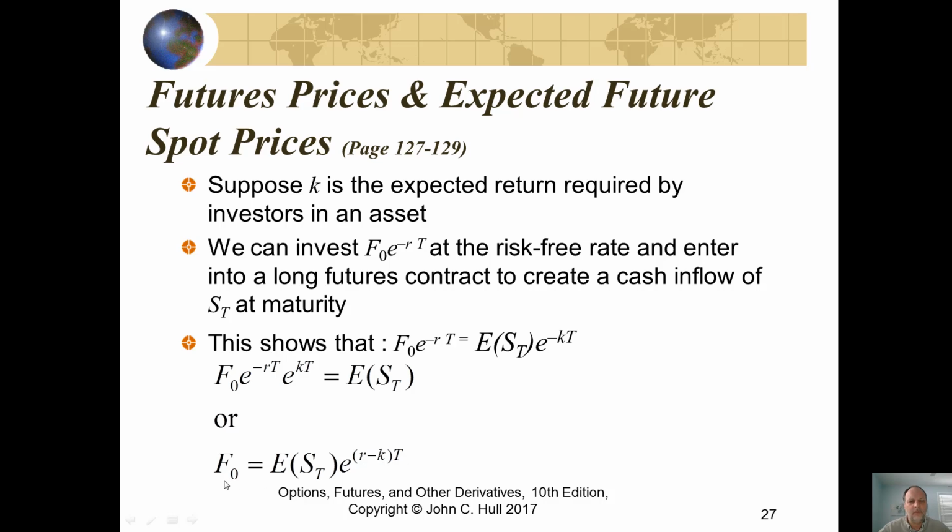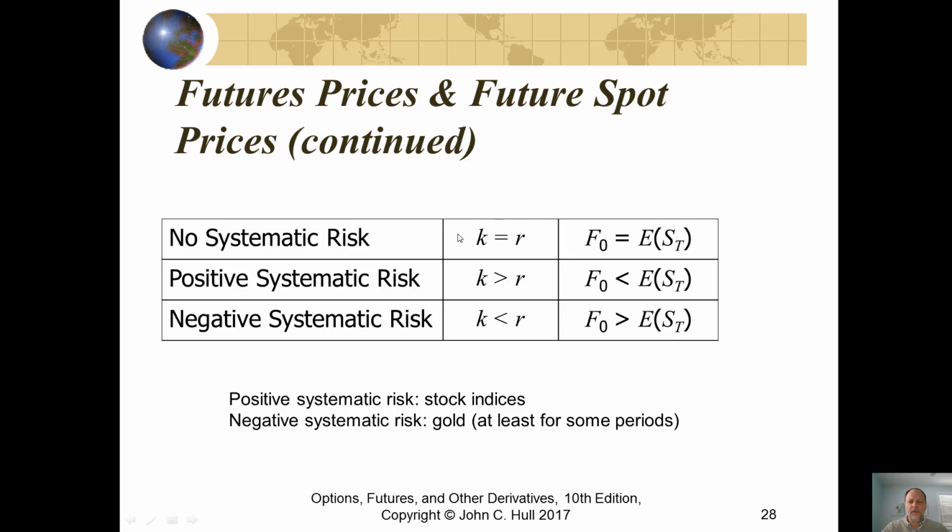So whether or not the future price is a good predictor of the expected future spot price depends on whether K is greater than or less than R. If K equals R, and there's no systematic risk, i.e. beta is 0, like a bank account style investment, then F naught equals the expected S of T. On the other hand, if K is greater than R, which would be the case with a positive beta or a stock market type asset, you have positive systematic risk, and F naught is less than the expected S of T, or the future price is less than the expected future spot price.